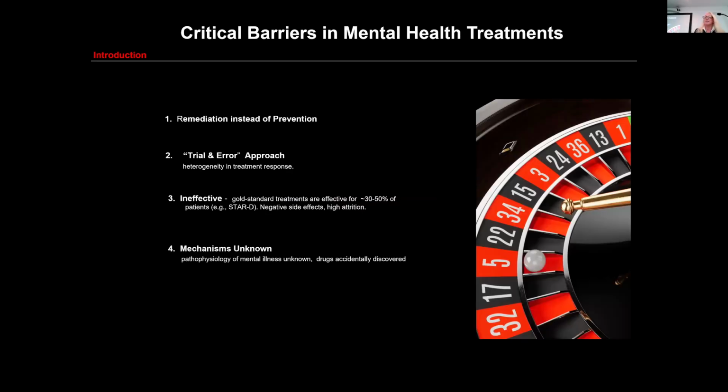When I step back and think about the critical barriers preventing us from moving the needle in mental health treatments, four things come to mind. One is that we're still focused primarily on remediation instead of prevention. Oftentimes we're giving these treatments a trial and error approach despite the great heterogeneity in treatment response. Many of these treatments are ineffective. Both pharmacological and behavioral treatments are only effective for 30 to 50% of the patients. Sometimes they have side effects, and of course, there's high attrition.